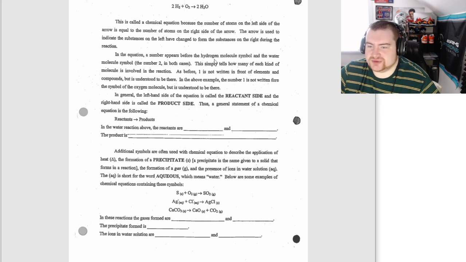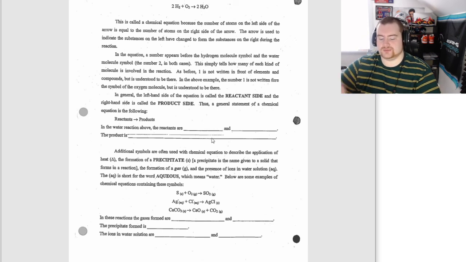In the reaction above, up here, what are the reactants? Well, we know the reactants are the things on the left. So our hydrogen is going to be a reactant, and our oxygen is going to be a reactant. The product is what? Well, what's the only thing on the right? Water. Okay.